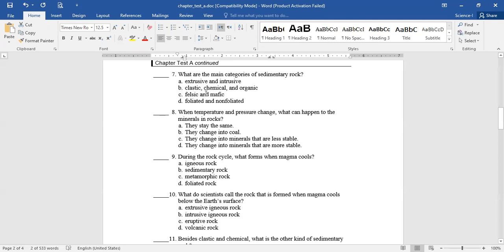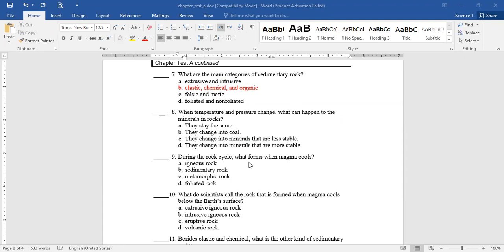B. Plastic, chemical, organic. Yes, plastic, chemical, or organic. We have 3 types of sedimentary rocks based on how they are formed. These rocks could be plastic, chemical, or organic. Okay. Thank you, Adam.